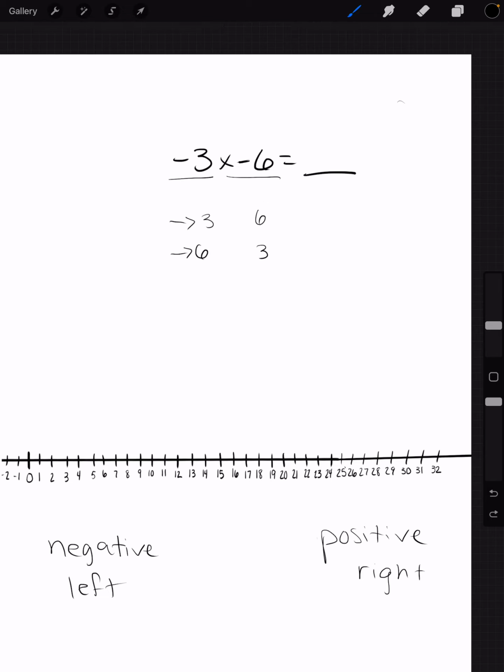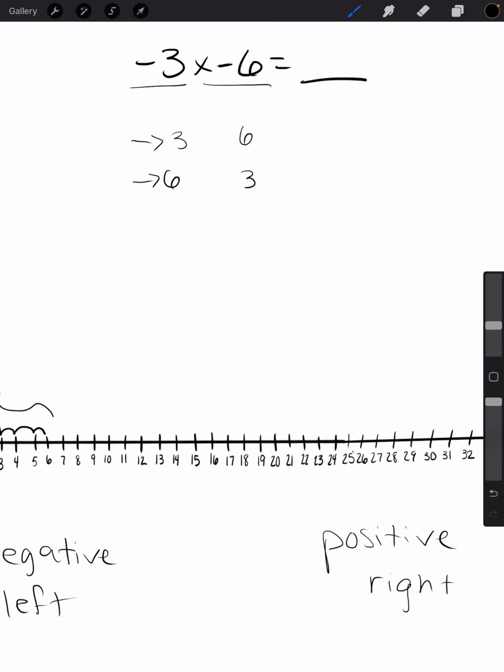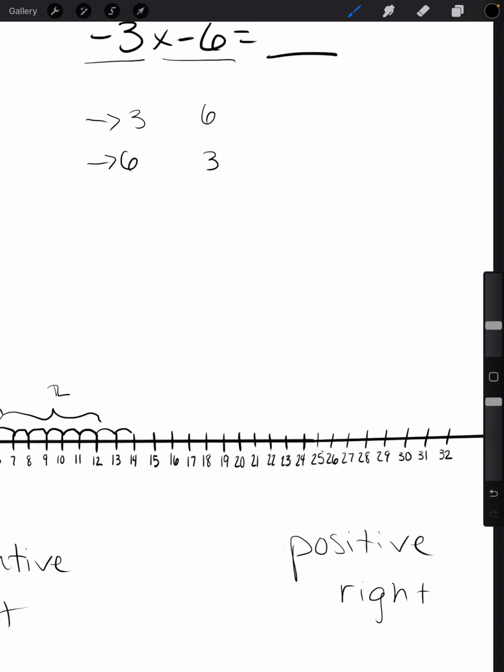We always start at the number 0, and I'll show you how to do that. We're going to do 6, 3 times. So we have 1 2 3 4 5 6. This is interval 1. 1 2 3 4 5 6. This is interval 2. And then we have 1 2 3 4 5 6, and this is interval 3.